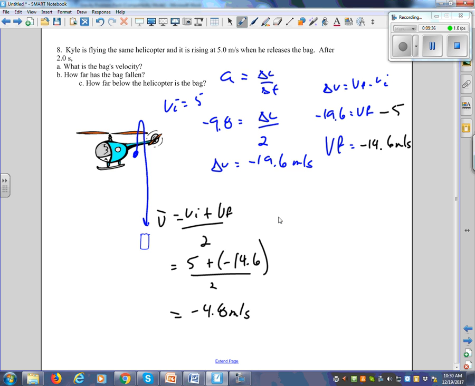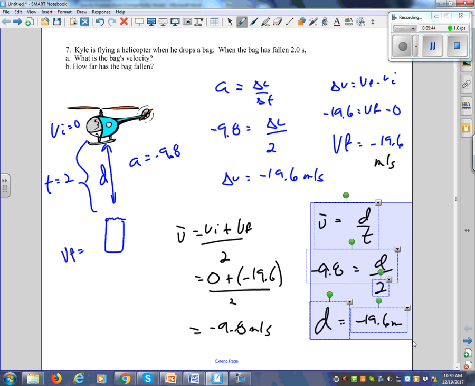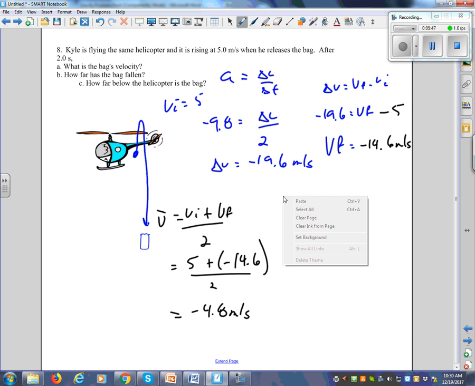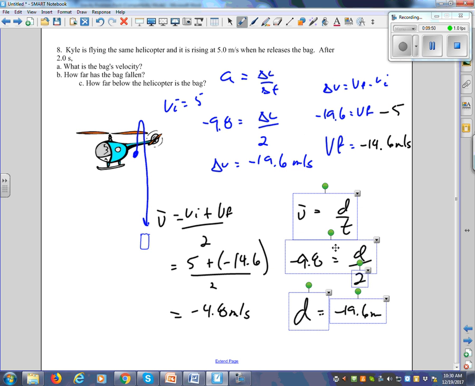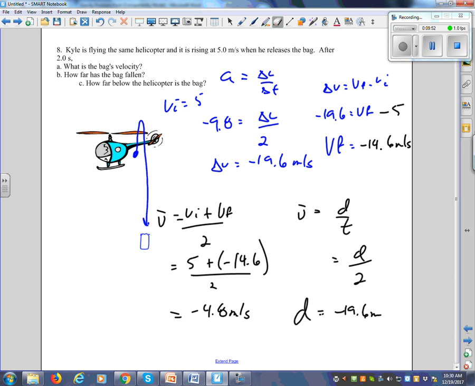How far below the helicopter is the bag? Oh, I haven't finished it. How far has the bag fallen? Is this step going to be the same? The work's going to be the same. Instead of my average of minus 9.8, my average is minus 4.8, not 4.9. The time is still 2. What's the d? The displacement. That's going to be minus 9.6, right? Yeah. Minus 9.6 meters. It's going to fall 9.6 meters down.